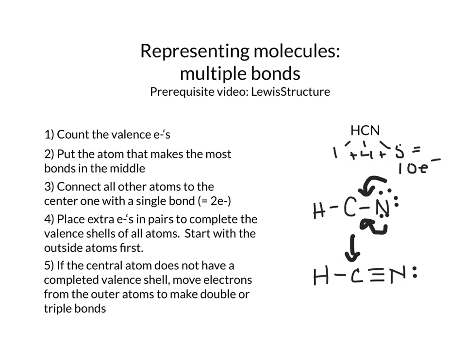So now if we check, we have 2, 4, 6, 8, 10 valence electrons. That's how many we need. Hydrogen has 2 electrons. That fills its valence shell. Carbon has 2, 4, 6, 8. 8 fills carbon's valence shell because it's in row 2. And 2, 4, 6, 8 electrons around the nitrogen. So the nitrogen has a full valence shell. And so this structure is a good Lewis structure for HCN.